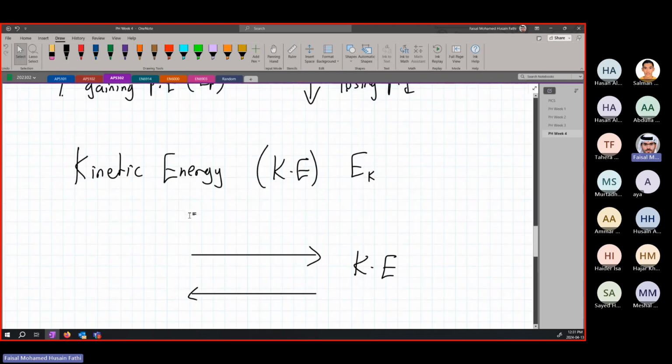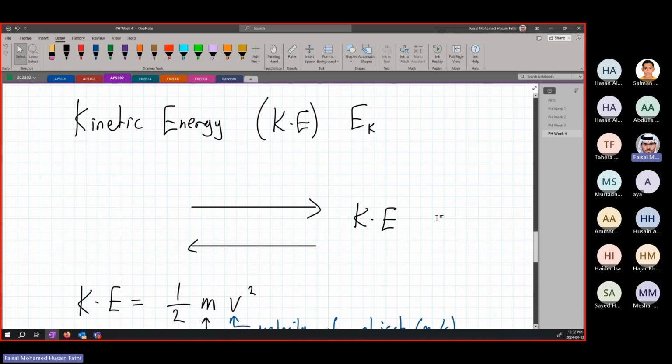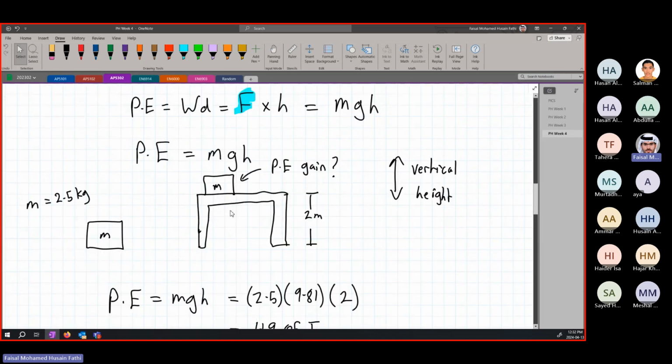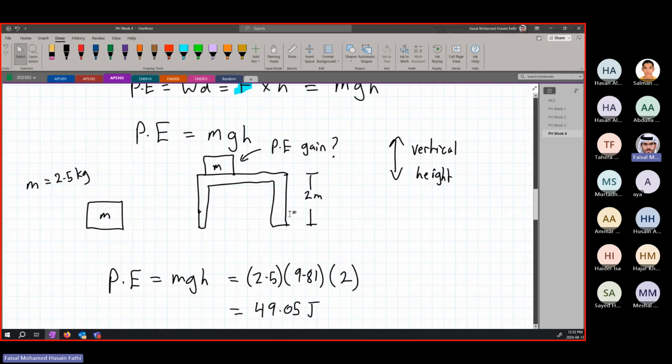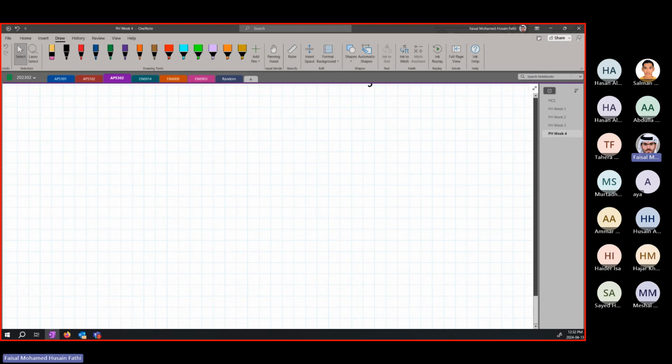So that's it. These are the two types of energies you have. You have the kinetic energy, which is usually movement from left to right. And then we have the potential energy, which is the movement up and down with respect to gravity. Then there's one more thing I want to go over, which is power.